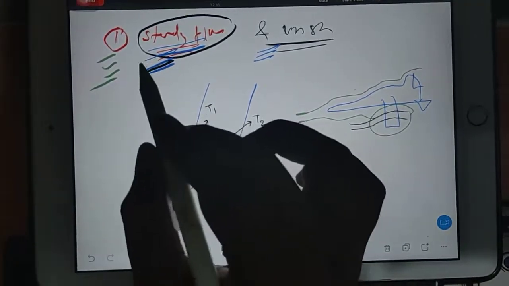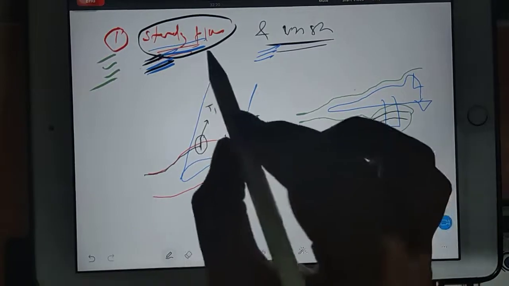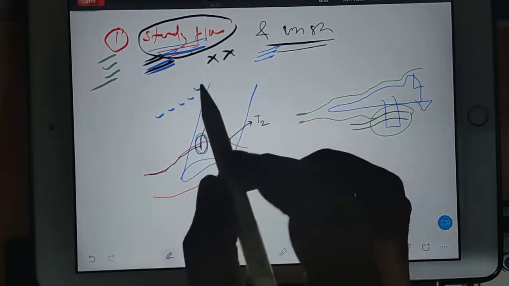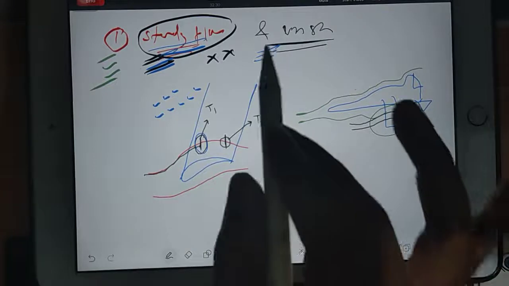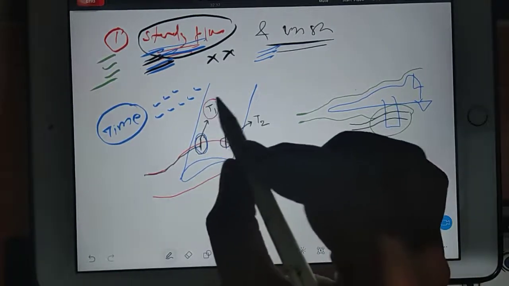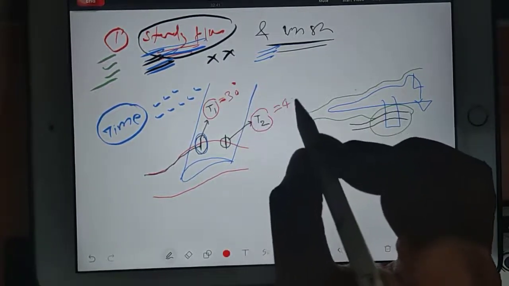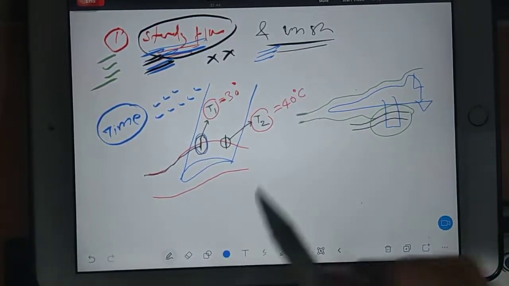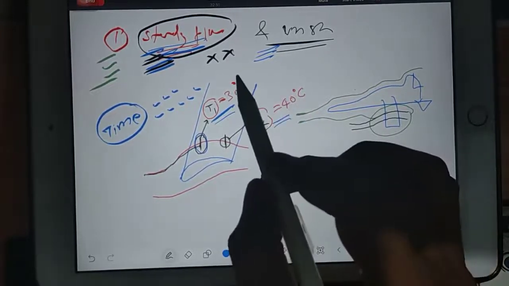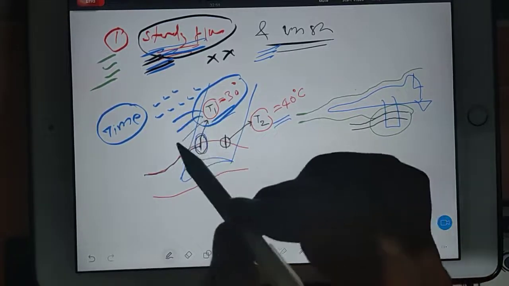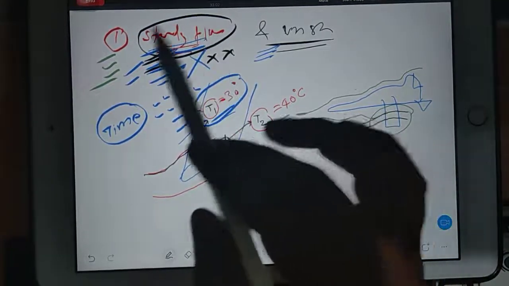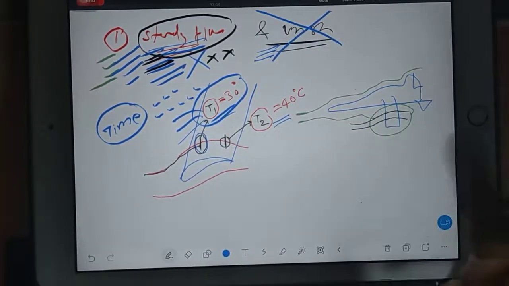Steady flow means that whenever there is a flow, it will be steady if properties like temperature, pressure, volume, density, enthalpy and so on do not change with time. Steady means properties should not change with time. If here the temperature is 30 degrees Celsius, here 40 degrees Celsius, then after 1 hour, 2 hours, 3 hours, after a month, after a year, the temperature should be the same. We can also take the example of pressure, density or anything. Whenever a property is not changing with time in the flow, that kind of flow is known as steady flow. Otherwise it will be unsteady flow.